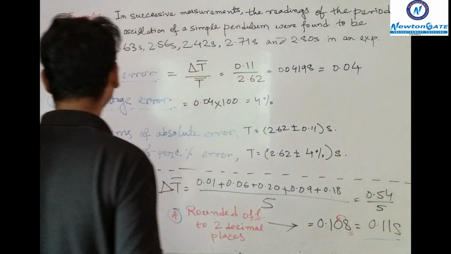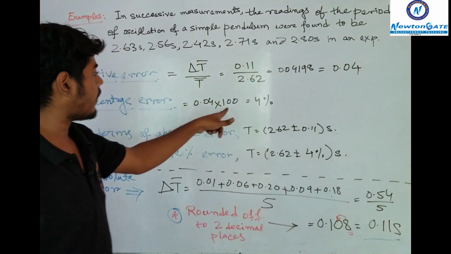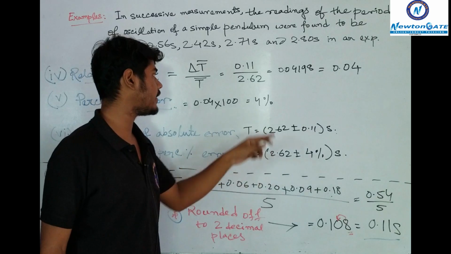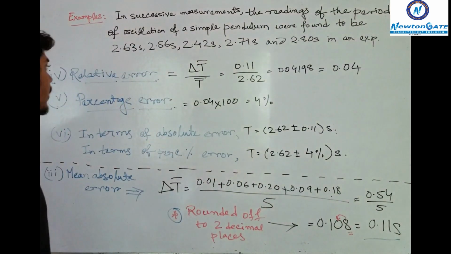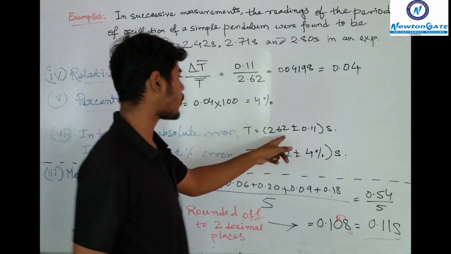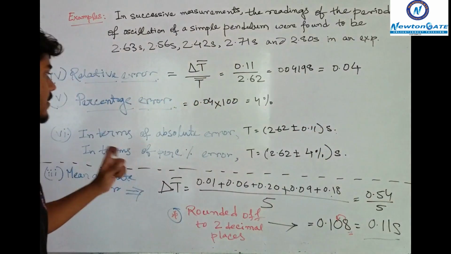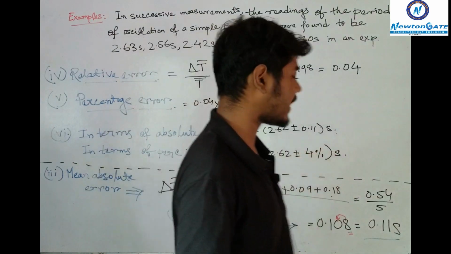Okay, so next is the percentage error. For percentage error, we just multiply the relative error by 100. So 0.04 multiplied by 100 gives 4%. Now when we write the time period t in terms of the absolute error, we get t equals 2.62 plus minus 0.11 seconds, and in terms of percentage error, t equals 2.62 seconds plus minus 4%.